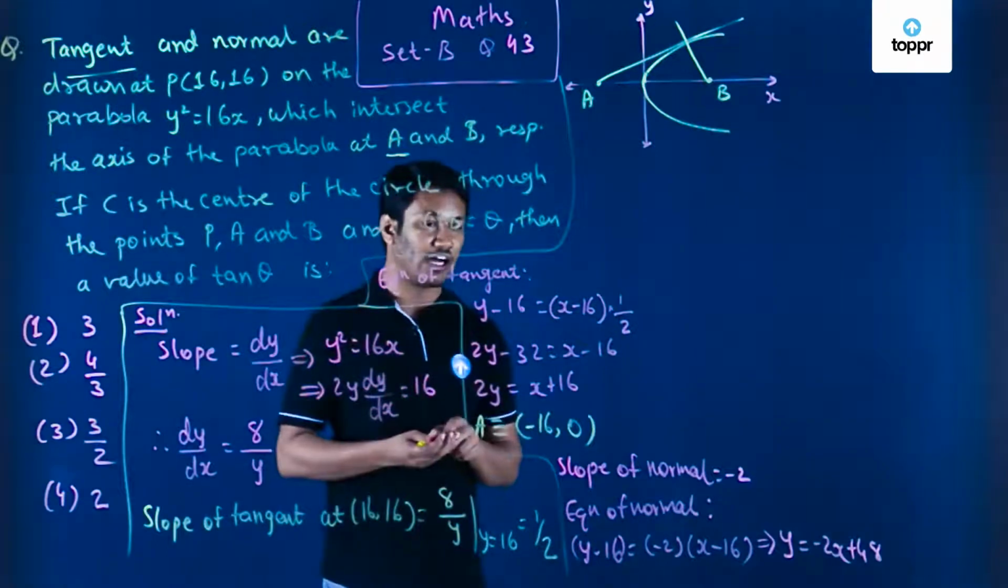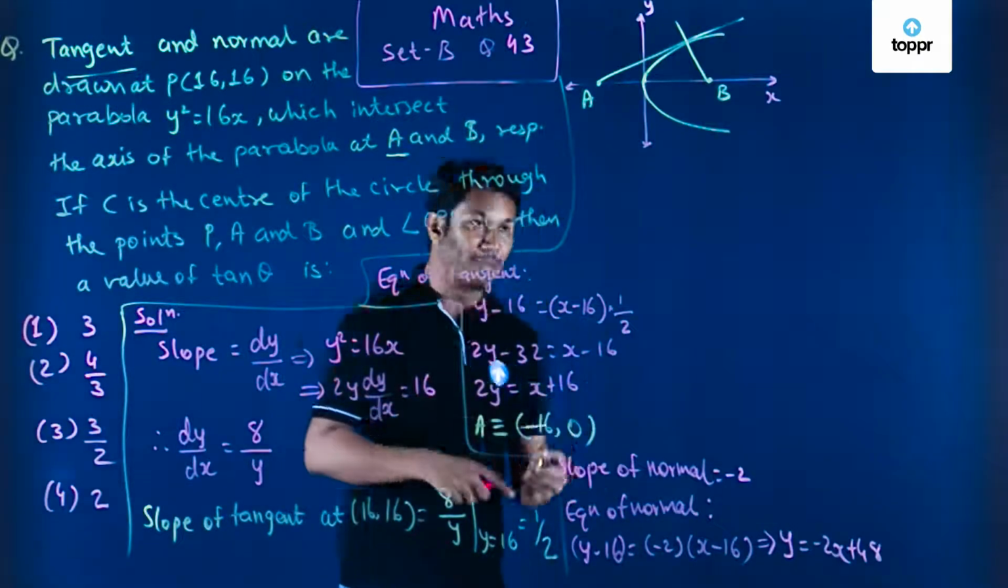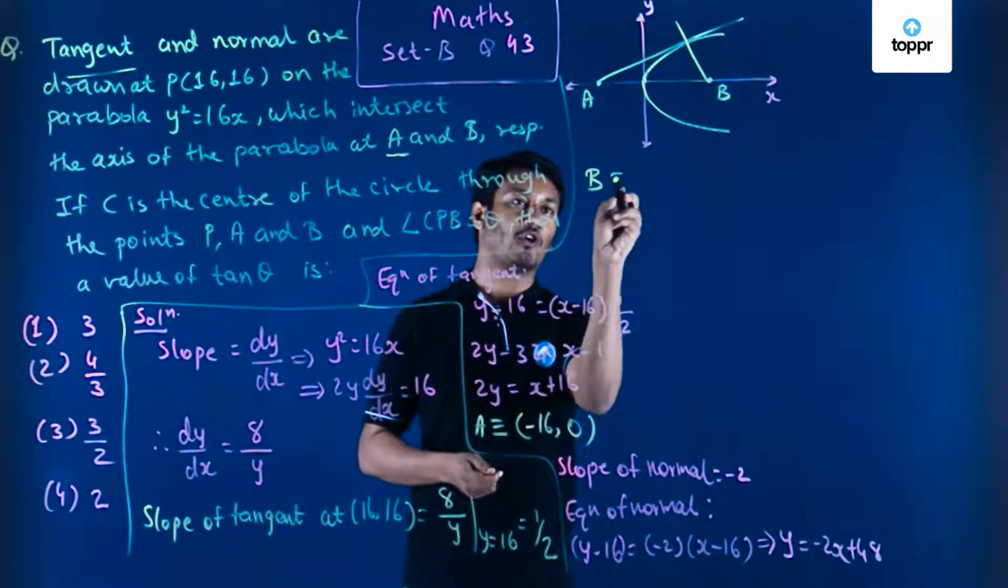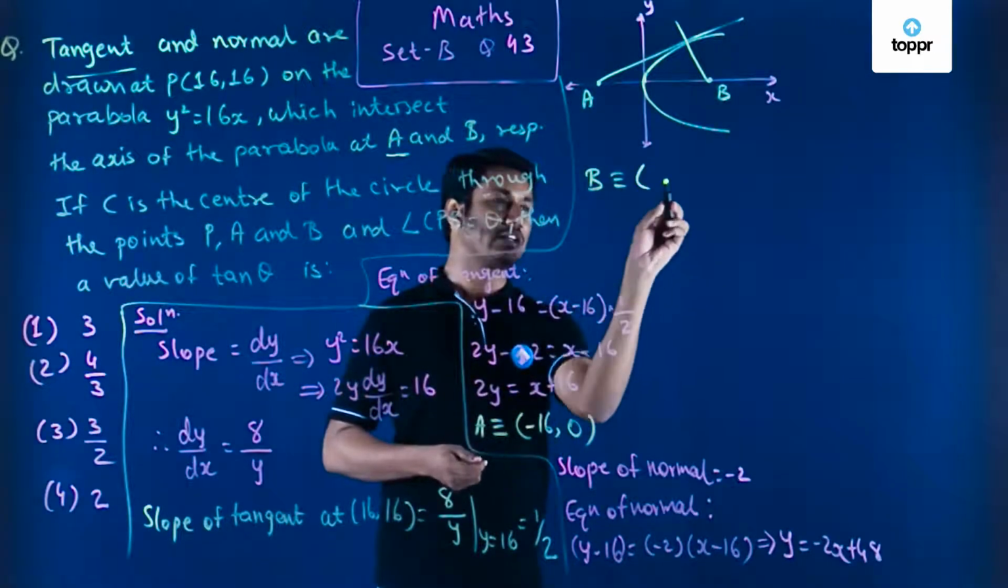So can we now find out the coordinates of point B? We can see that B lies on the x-axis again. So for the coordinates of point B, we will consider y = 0.